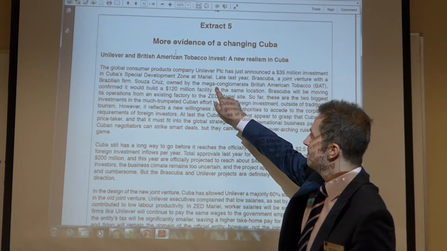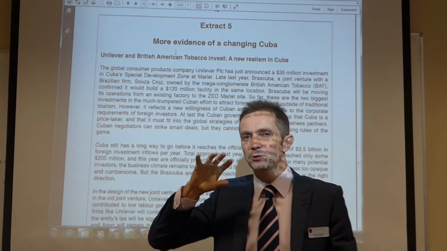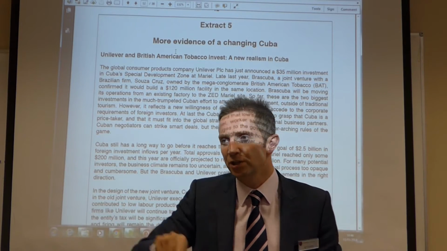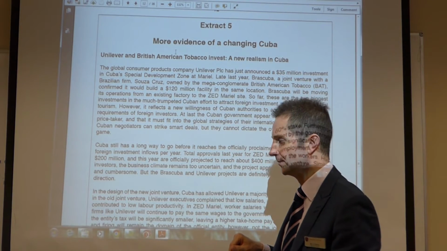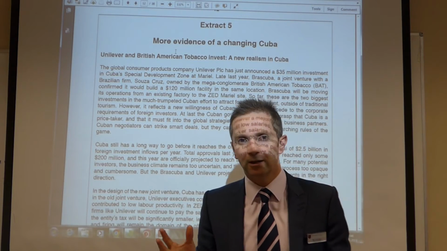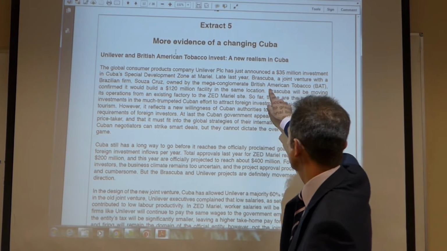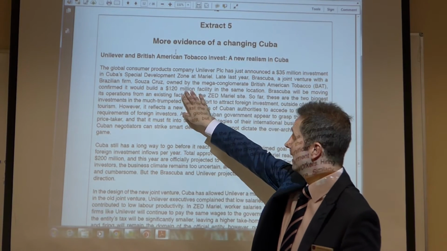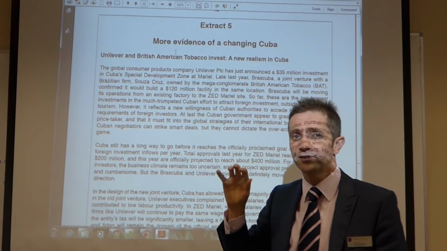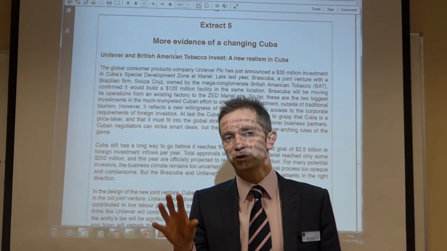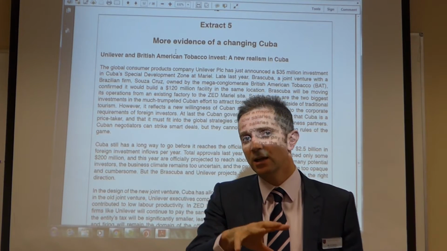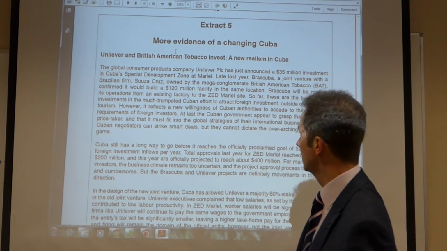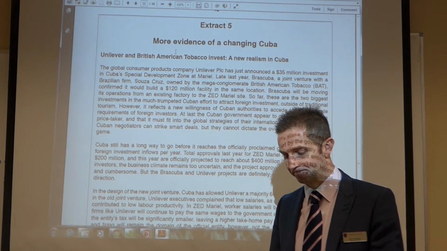So it then talks about a mega conglomerate. So you'll know that a conglomerate is a company which has many tentacles stretching out into different areas of business. So that is what we mean by an American conglomerate, and in this case it's British American Tobacco, confirming it will build a $120 million facility. So that is $120 million of FDI from the multinational corporation, the MNC, going into Cuba in this particular instance.